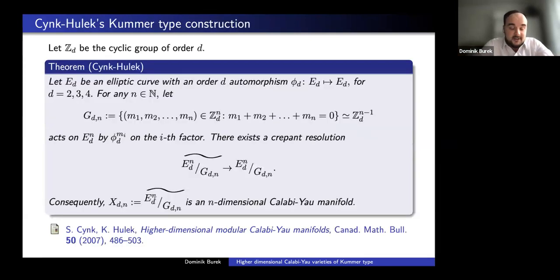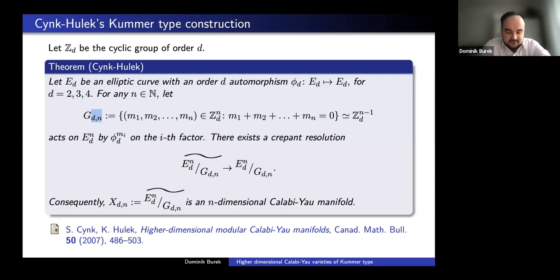Okay, but there are some examples, and one of the most important families of examples was discovered by Cynk and Hulek, which is a family of arbitrary dimensional Calabi-Yau manifolds. The idea is almost the same as Borcea-Voisin, but we take elliptic curves equipped with an automorphism of order d. Here d is 2, 3, or 4. Then we can find a natural action by the group G_{d,n}, which is in fact isomorphic to the (n minus 1)th power of the cyclic group of order d. And of course it preserves the canonical divisor.